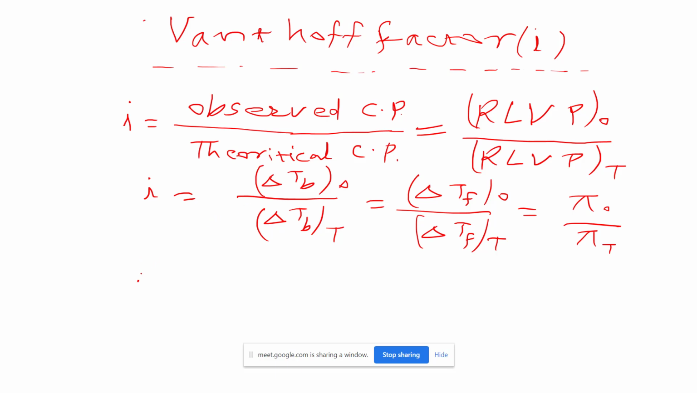Now we can even rewrite this i in terms of moles as well, because we know colligative properties are directly proportional to the number of moles of solute. So here we can write moles of solute observed value upon moles of solute theoretical value, and we know the formula of mole is mass upon molar mass, isn't it? The mass will never change: whenever we add 1 gram of solute to any solution, whether it dissociates or associates, the mass will not change. So what will change? The molar mass, or we can say the molecular formula, will change.